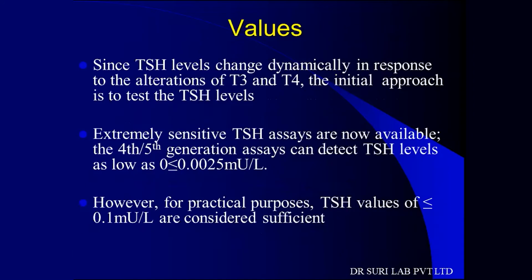Since TSH levels change dynamically in response to alteration of T3 and T4, the initial approach is to test the TSH level. Currently, we have both 4th and 5th generation TSH assays available, which can detect TSH as low as 0.0025 mU per liter. But for most clinical purposes, a TSH value of less than 0.1 is considered sufficient.